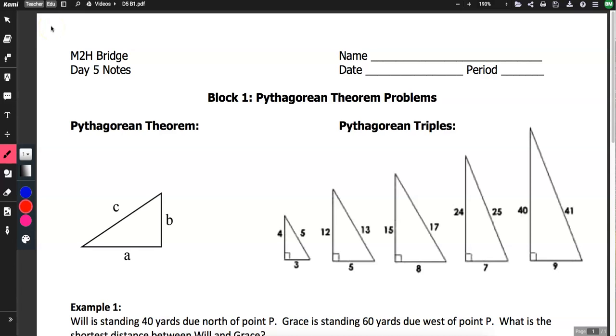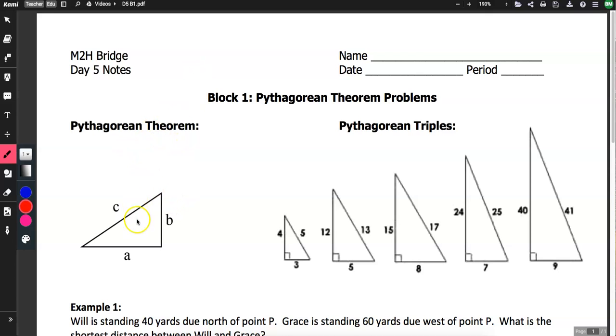Okay, hi guys. We're on day 5 now, block 1. We're looking at Pythagorean theorem problems. I believe you should be familiar with the Pythagorean theorem, so we'll go over it a little bit here and then do a couple of word problems, but it should be short and then you have some practice to do after. So just quick review of what the Pythagorean theorem is.